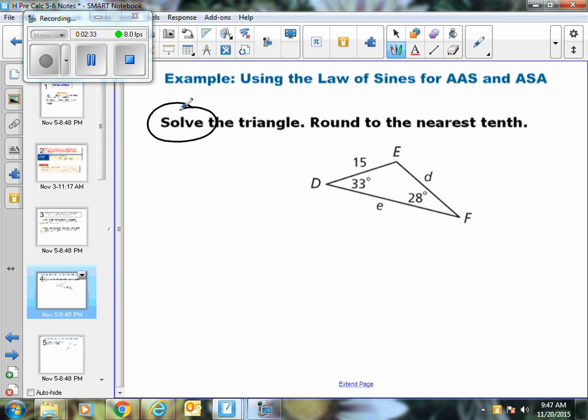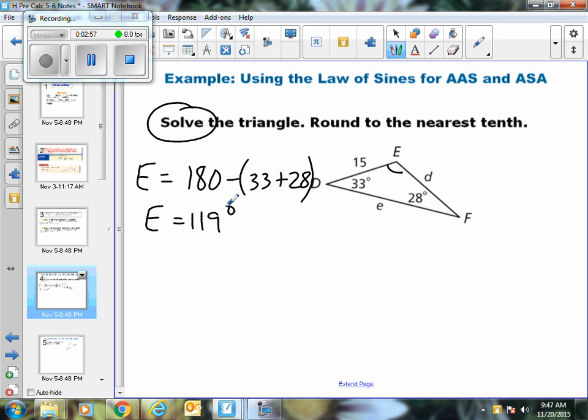We have angle D and we have angle F. Well, if we know two angles in a triangle, we definitely can find that third angle. So to find angle E, the sum in a triangle is 180 degrees, so we can just take 180 minus the other two angles. Sorry about this goofy pen. It's going to be kind of annoying, I know. So angle E would end up being 119 degrees. So pretty easy to find that third angle if you know two of them.